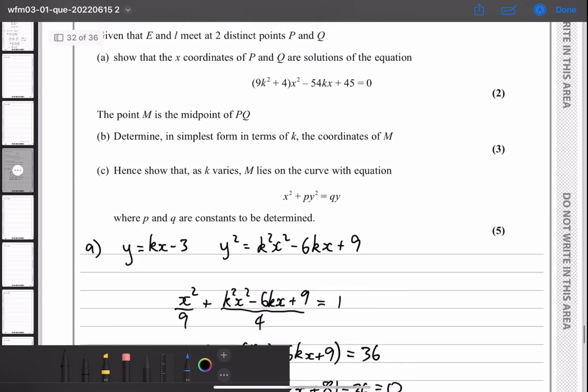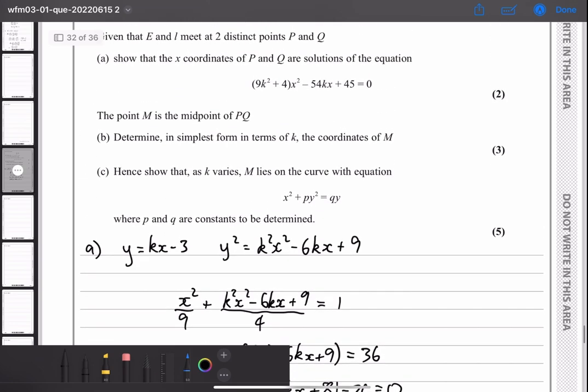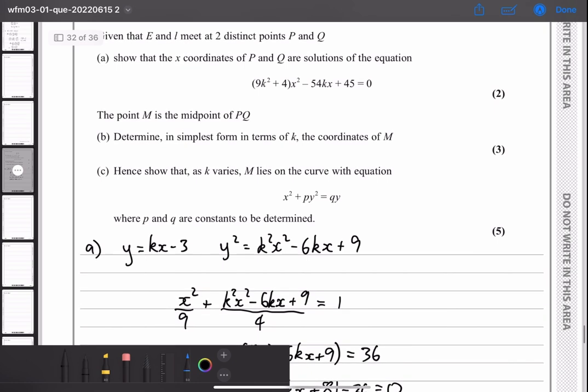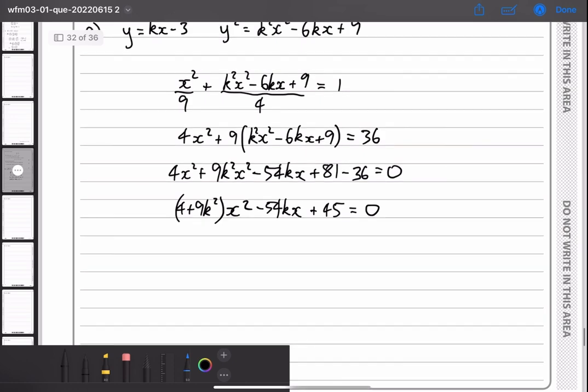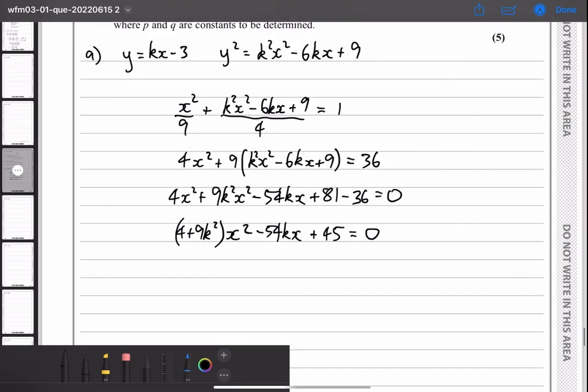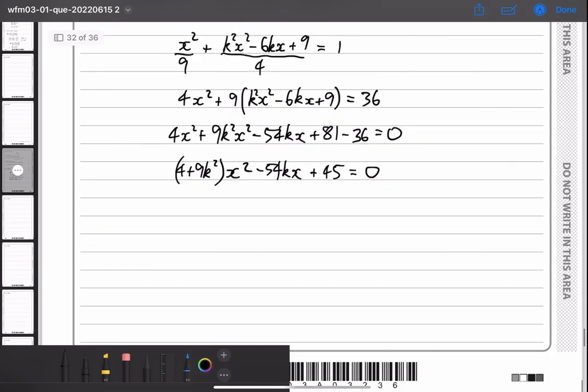Okay. Part B. The point M is the midpoint of PQ. Determine in simplest forms in terms of k the coordinates of M. I don't get the feeling it's going to be all that simple. They're telling us from part A that the x-coordinates of P and Q are given by the solutions to this equation. Great. So we're going to need to solve this equation and then find the midpoint. That does not look like a nice equation to solve, but let's start with it.